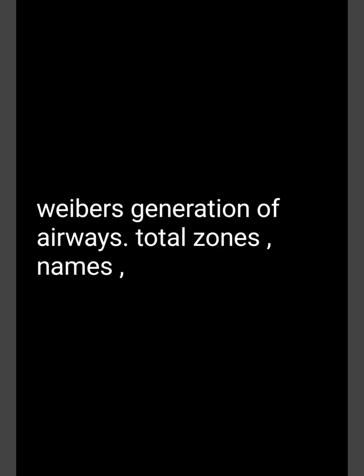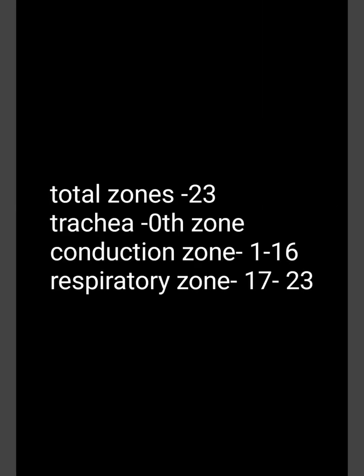Weibel's generation of airways: total zones and names. Total zones are 23. Trachea is the 0th zone. Conduction zone is 1 to 16. Respiratory zone is 17 to 23.